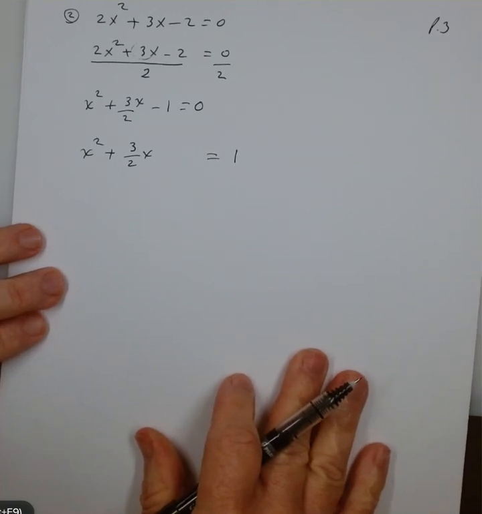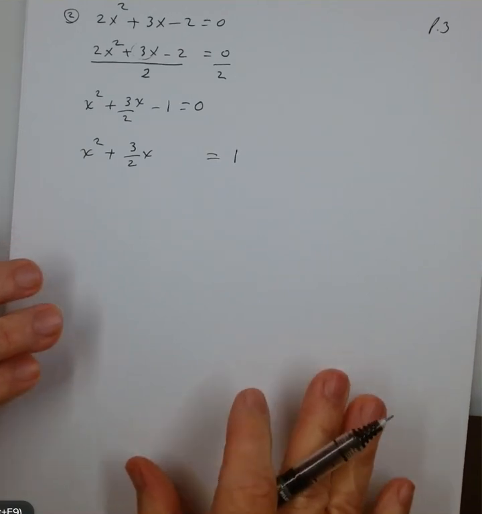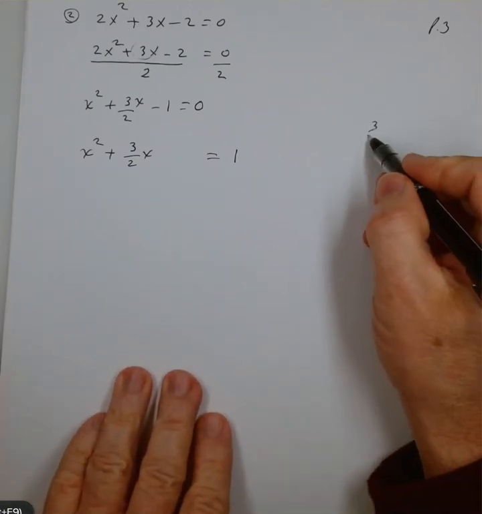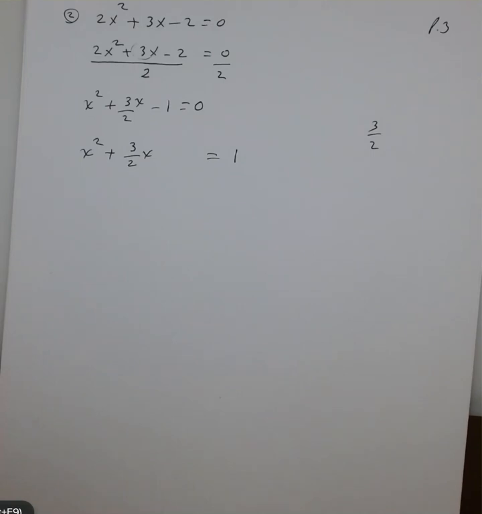Okay? All right, so now the next step says take the coefficient of x, and what's the coefficient of x? 3 divided by 2. So let's write that down. And then I take half of that. So you can think of that in 2 ways. Taking half means dividing by 2, right?